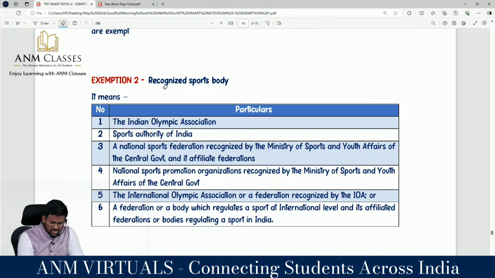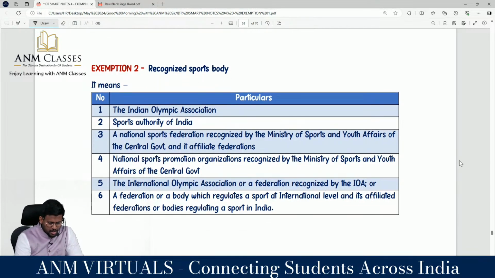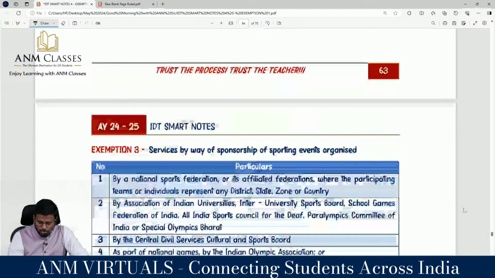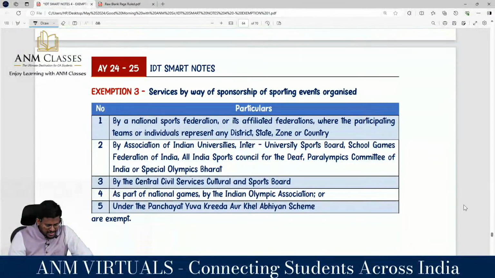You may have a doubt, who is this recognized sports body, sir? It means the Indian Olympic Association or Sports Authority of India or National Sports Federation or National Sports Promotion Organisation, or International Olympic Association or Federation, or a body which regulates a sport at any level, including international level. These are recognized sports bodies. That is the definition of a recognized sports body.